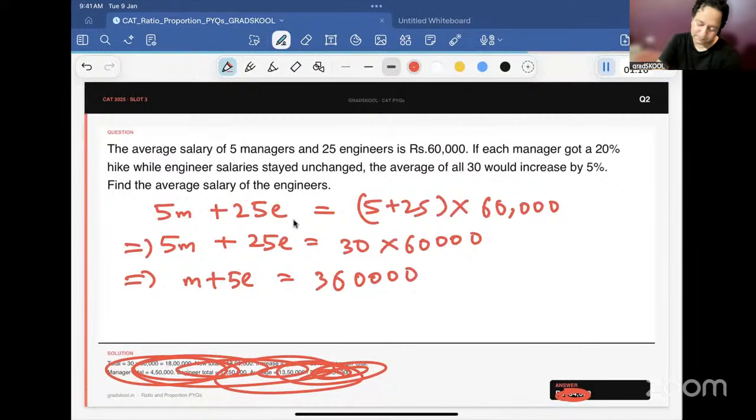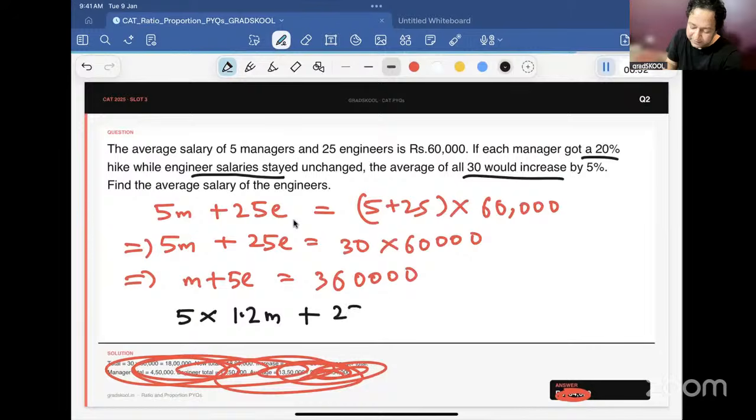Okay. Now it says the second equation, if each manager got 20% hike, while engineer salaries stay unchanged, the average of all 30 would increase by 5%. Okay, cool. So the next equation will be 5 times 20% increment is like 1.2 times. So 1.2 times M plus engineers remain the same. This will be equal to how much? 5 plus 25 into 60,000 into 1.2 into 1.05.